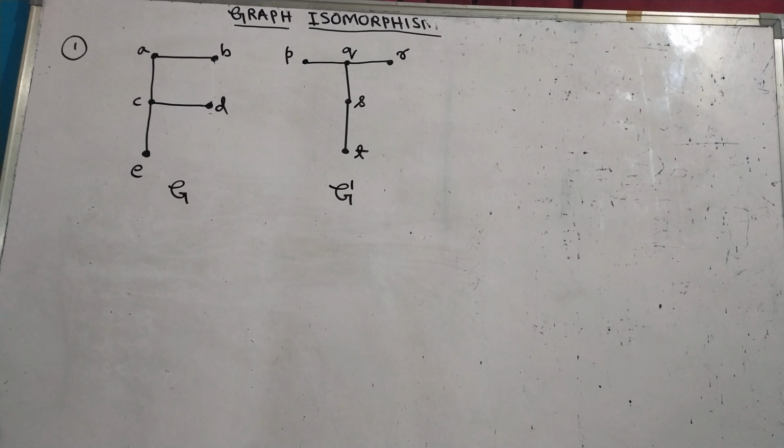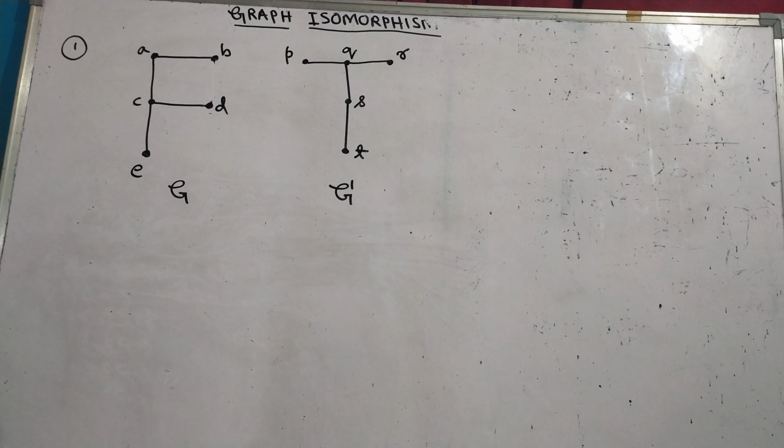Okay, dear students, in this class let us discuss graph isomorphism. Here we need to check whether these two graphs are isomorphic or not. To check whether any two graphs are isomorphic, the very first thing is to check whether both graphs have the same number of vertices and the same number of edges. If they have the same number of vertices as well as the same number of edges, we cannot conclude whether they are isomorphic or not.